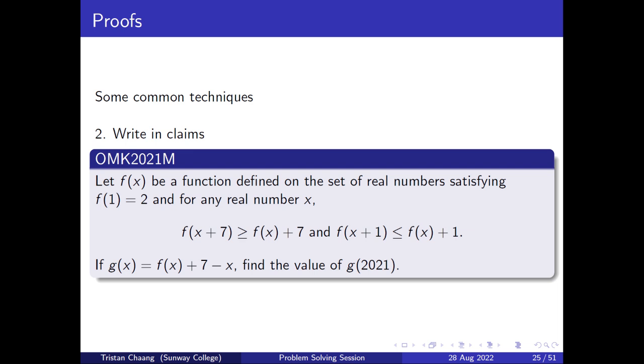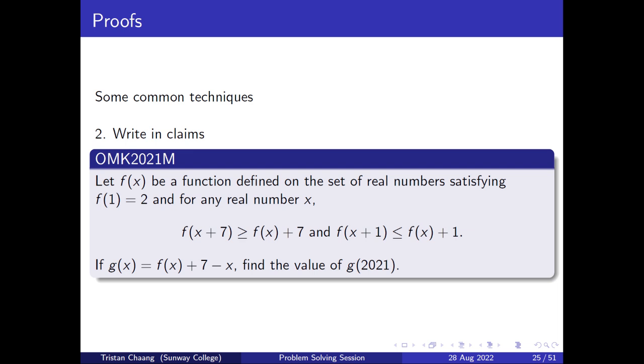It's quite vague here. The symbol in the middle of those two inequalities is not f(x) plus 7 and f(x) plus 1, it's more like inequality 1 and inequality 2, just in case you read that wrongly. So they define, if g(x) is f(x) plus 7 minus x, find this value. First of all, they want you to find g(2021). If you know f(2021), that's sufficient already, right? So let's not complicate the problem by introducing a g. The main problem here is to find f(2021), right?